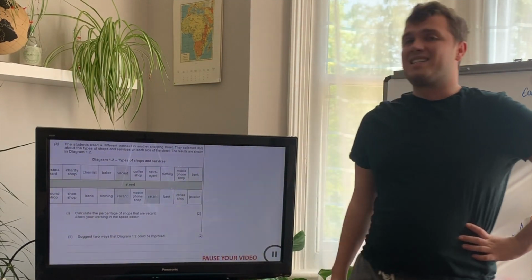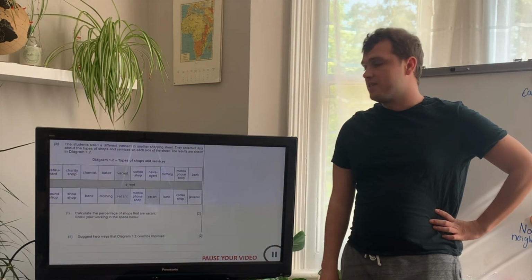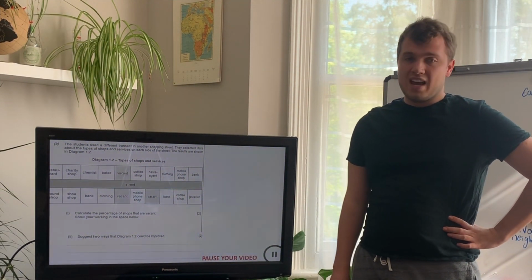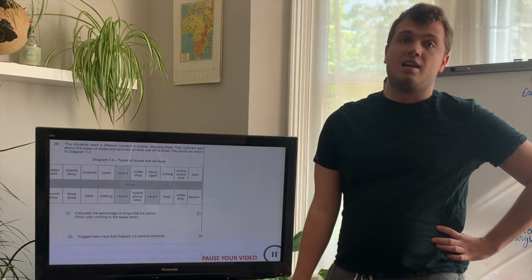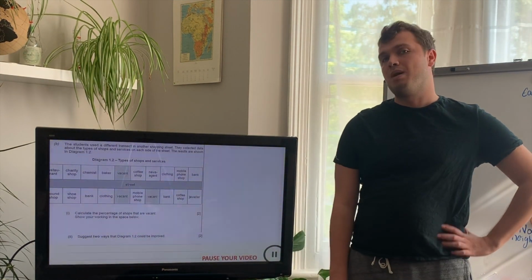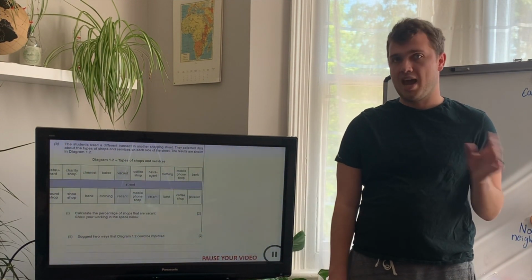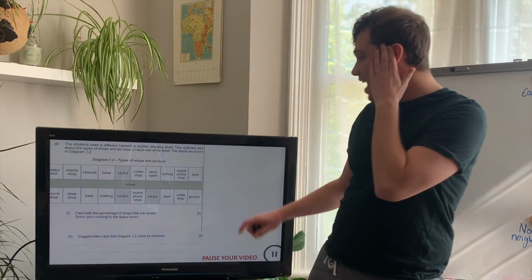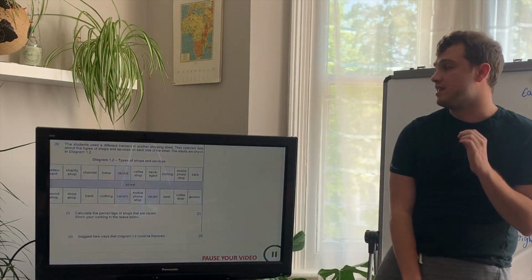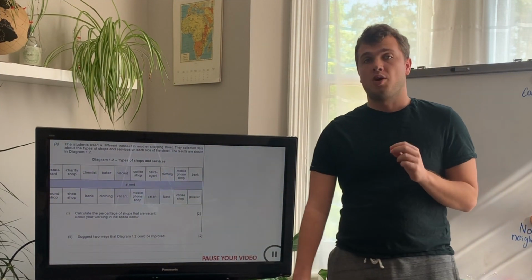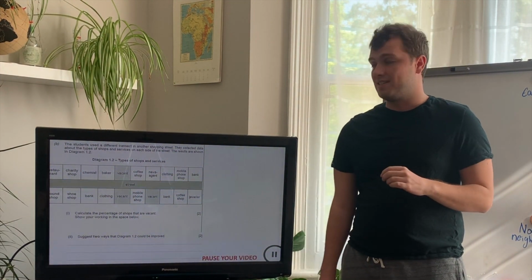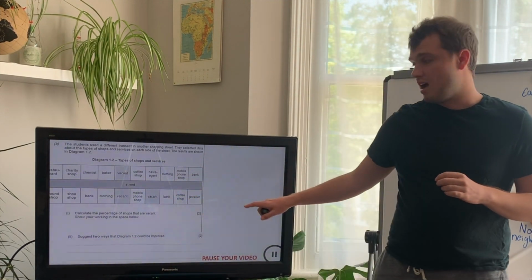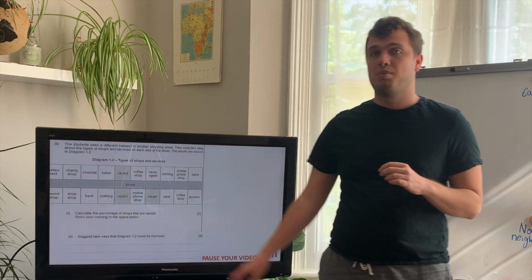The first question is calculate the percentage of shops that are vacant. Show your working in the space below. So yes, there is always a little bit of maths in geography GCSE. You will have to do a little bit of maths, but it's nothing too challenging. We ain't doing no algebra or trigonometry or any of that. And then the second question is suggest 2 ways that this diagram can be improved. So in a moment, I'd like you to pause your screens again, and I'd like you to have a go at A, working out the percentage, and B, telling me how this graph could be made better.